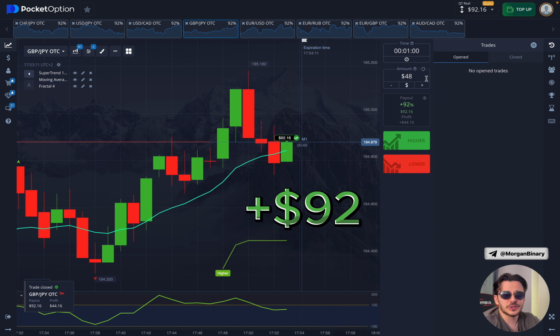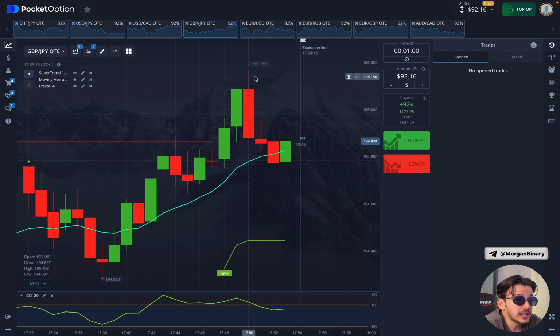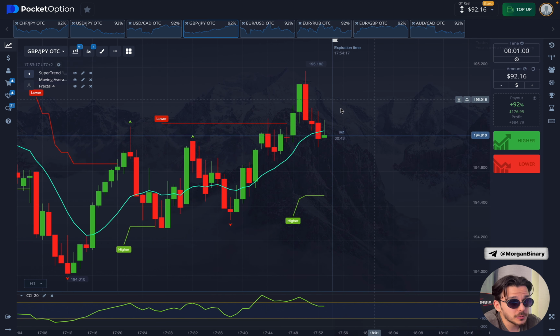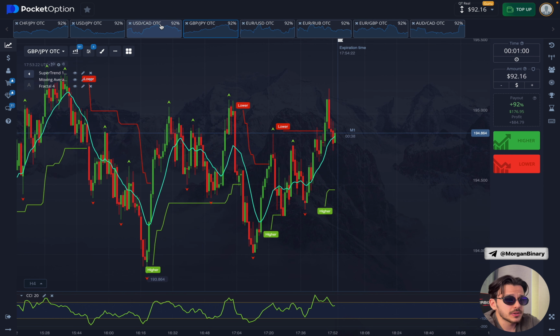The third trade also closes in the plus side. Great, the correct opening timing and opening level resulted in a successful close of the position. Let's continue trading and pick up the next currency pair.